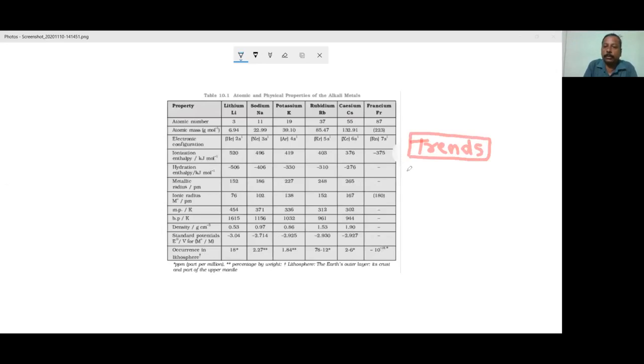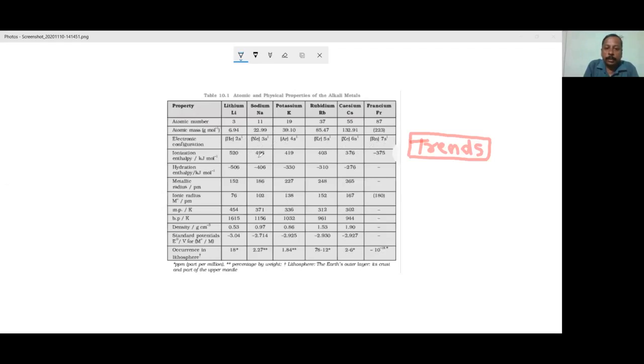And some values you have to remember. Which values will you remember? What are the trends that I am going to tell you now? Like, see here, atomic number increases, that is a universal fact. Atomic mass increases, that is a universal fact. Electronic configuration you need not remember.